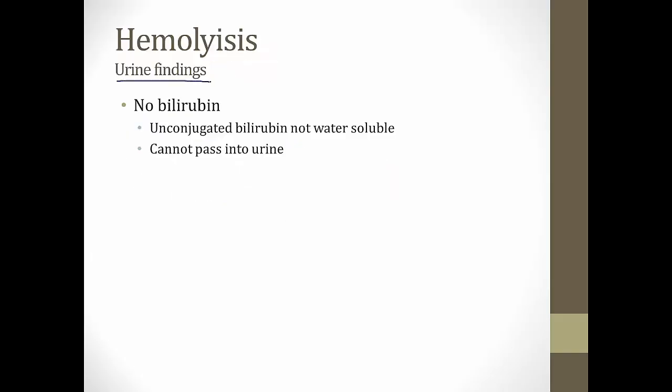There are several urine findings that are typical in patients who have hemolysis, so let's talk about that now. So first of all, you should not see any bilirubin in the urine. That's because the type of bilirubin whose level rises in hemolysis is the unconjugated type, which is not water soluble, and therefore it cannot pass into the urine.